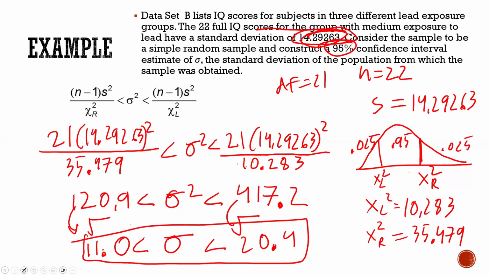I'm 95% confident that my standard deviation is between 11.0 and 20.4. Now, hopefully remember this. We always seem to forget this word. What is my point estimator for the population standard deviation? It's just the corresponding number.